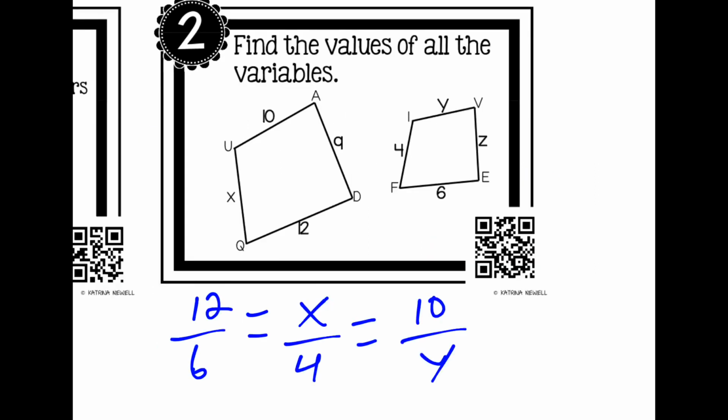For number 2, they ask us to find the values of all the variables for the same problem. So since 12 is double what 6 is, to find x, we're just going to take 4 times 2, and x is going to be 8. And to find y, we go the opposite direction. We divide by 2, and y is going to be equal to 5.